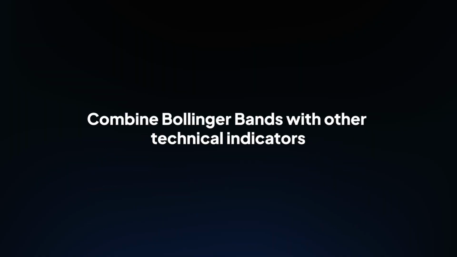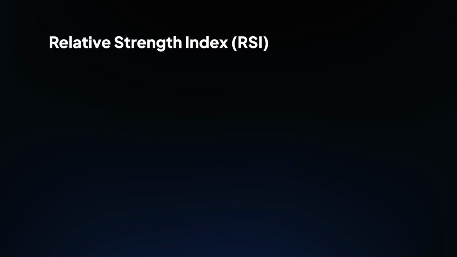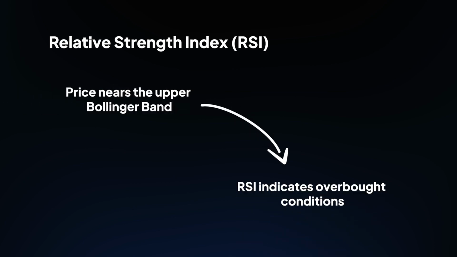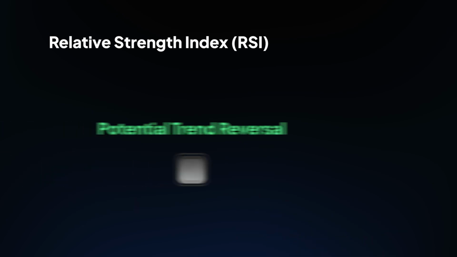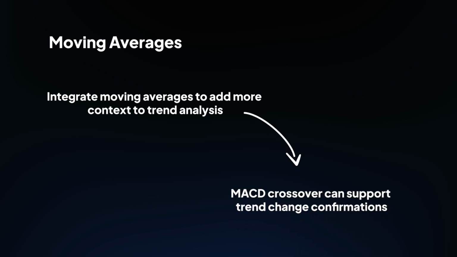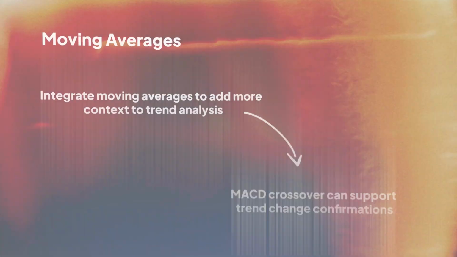To further enhance your strategy, combine Bollinger Bands with other technical indicators like Relative Strength Index (RSI). If the price nears the upper Bollinger Band and RSI indicates overbought conditions, it might signal a trend reversal. Moving averages. Integrate moving averages to add more context to trend analysis. For example, a MACD crossover can support trend change confirmations.